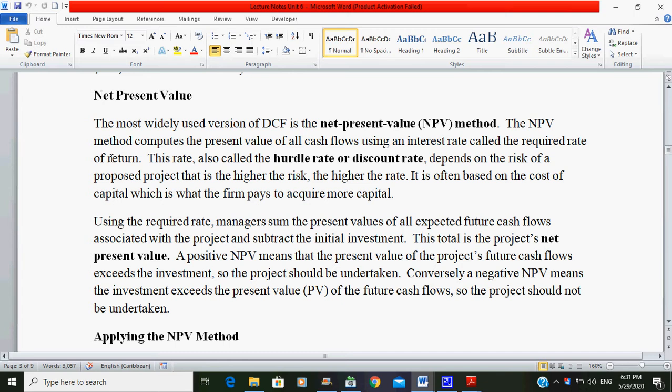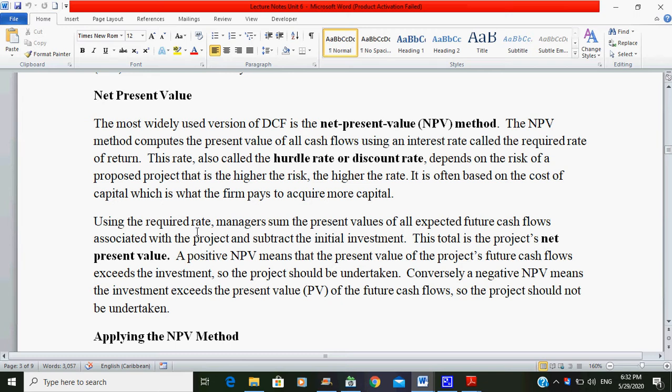So go again. The NPV method computes the present value of all cash flows using an interest rate called the what? Required rate of return. This rate is also called the what? Hurdle rate or discount rate. It depends on the risk of a proposed project. The higher the risk, the higher the rate. It is often based on the cost of capital, which is what the firm pays to acquire more what? Capital. So the rate itself is based on the cost of capital.